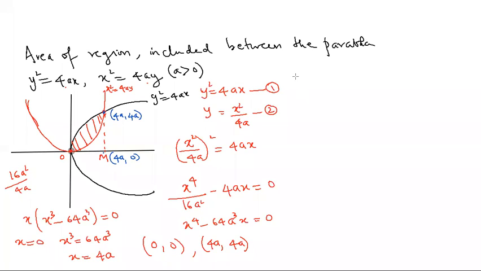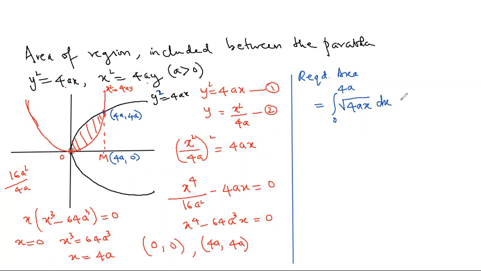So I can say the required area is integrate 0 to 4a, the upper parabola. Upper parabola means the black one. Y square is 4ax, so y is root 4ax. Minus integrate the lower parabola, so I will get 0 to 4a. What is y from this? X square upon 4a.